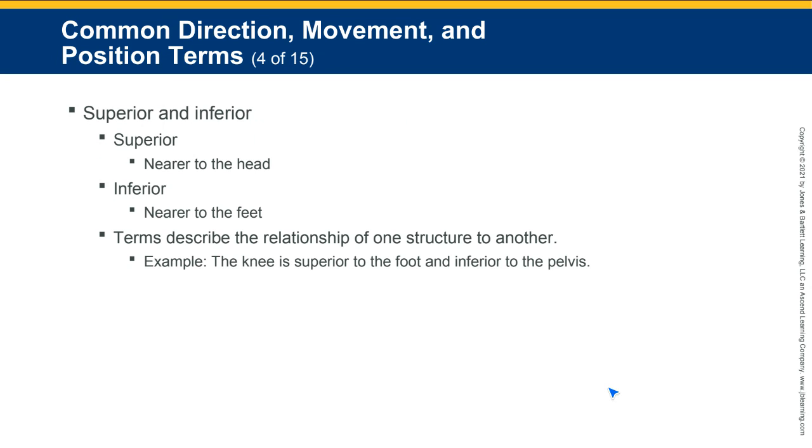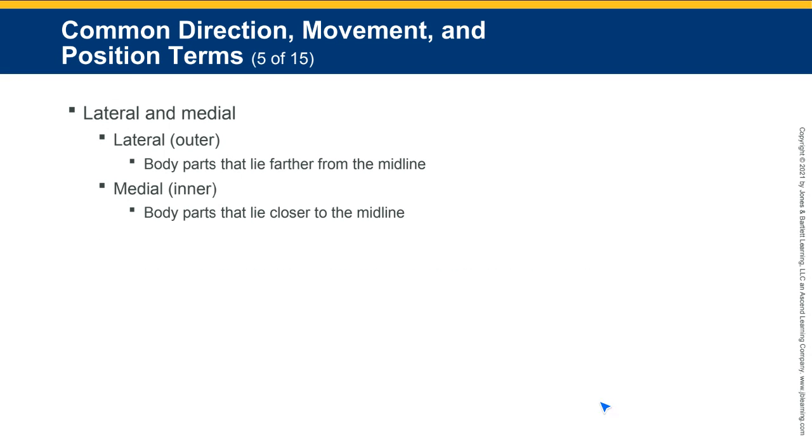And let's go over these terms again. So superior and inferior. Superior, nearer to the head, inferior, nearer to the feet. These terms describe the relationship of one structure to another. Example, the knee is superior to the foot and inferior to the pelvis. Lateral and medial. Lateral is outer, so body parts that lie farther from the midline. Medial is inner, body parts that lie closer to the midline. So the extremities have a lateral and medial aspect.